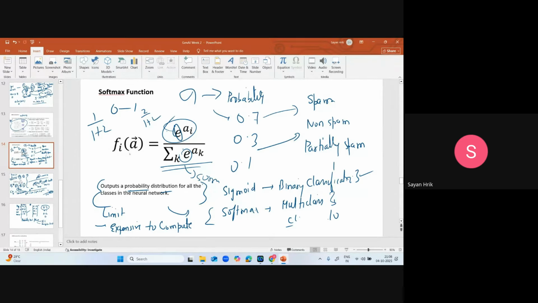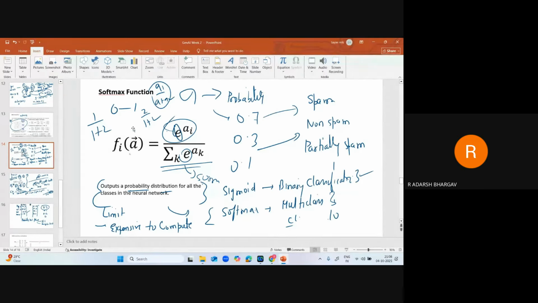One thing I'll give you as a kind of home assignment: just explore why we need this exponent in softmax. Why not just take the scores like A1 upon A1 plus A2 and so on? Why do we need the exponent? It's something you can explore later on. There's good research on this as well, on why this exponent is actually needed. So you can explore that and maybe in the next session we'll take that up.